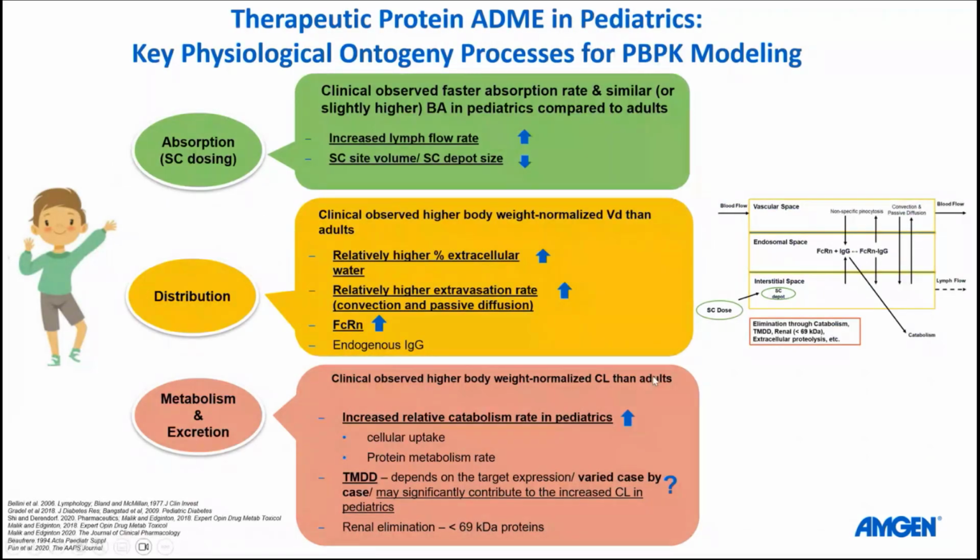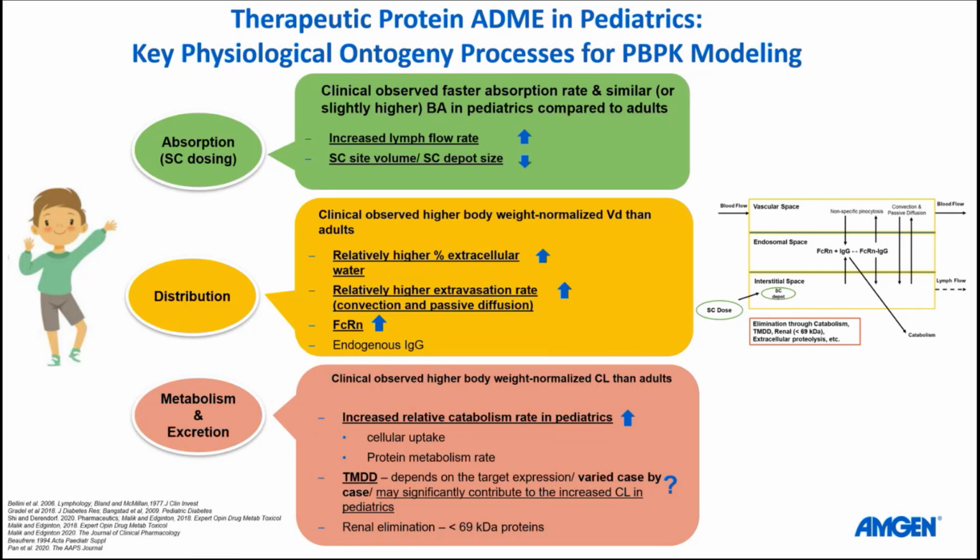So next, we moved to the pediatric prediction. For pediatric prediction, on this slide, I'm showing some key ontogeny processes that we have considered for developing this platform model. I have broken it down into absorption, distribution, metabolism, and excretion.